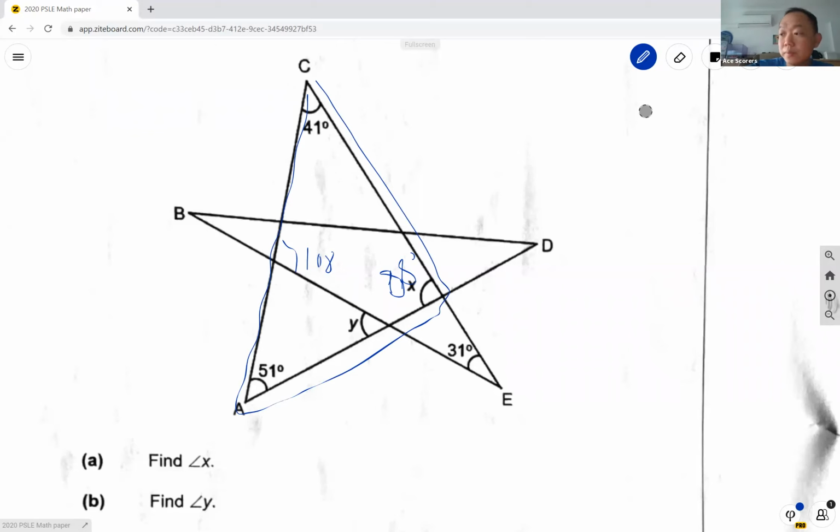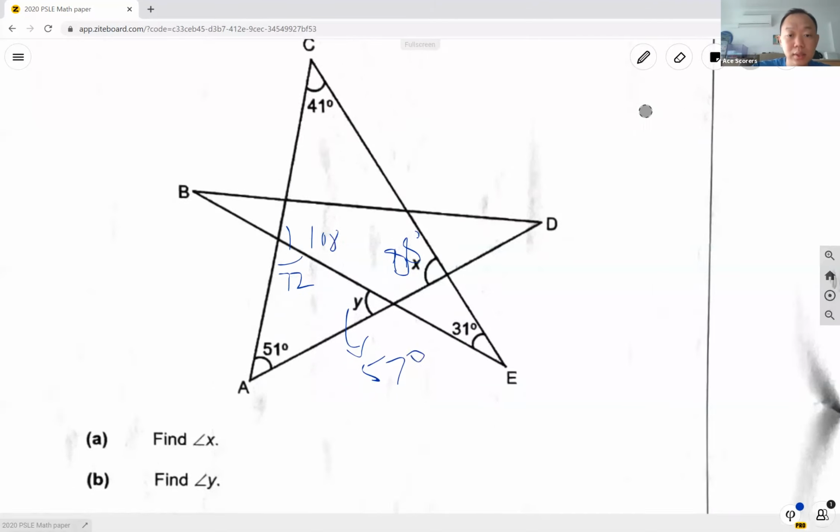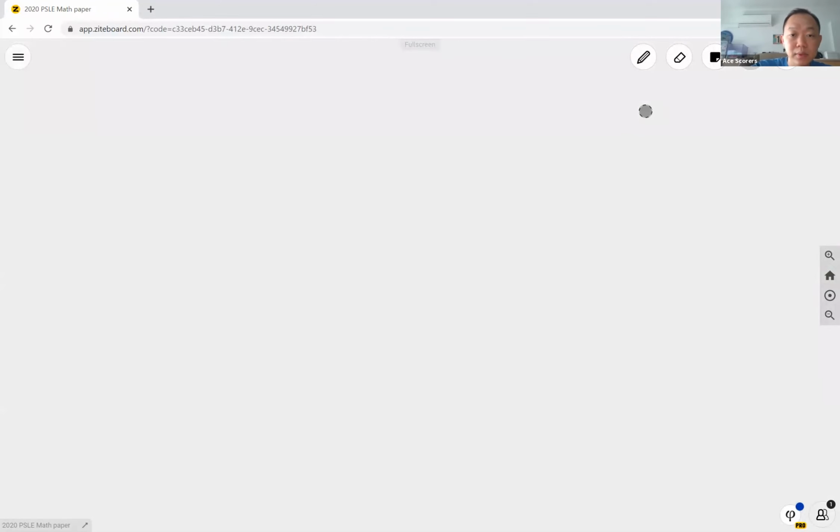Okay, stylus not so good. Wait. Okay, so I got 108 there. Now to find angle y, now because I found that this part is 108, so I know that this is 72. And basically I take 180, take away 72, take away 51. Okay, 57. So angle y is 57 degrees. Okay, next. So this is pretty easy.